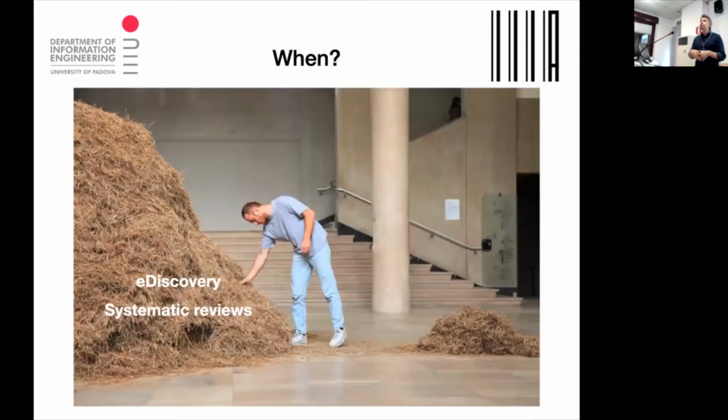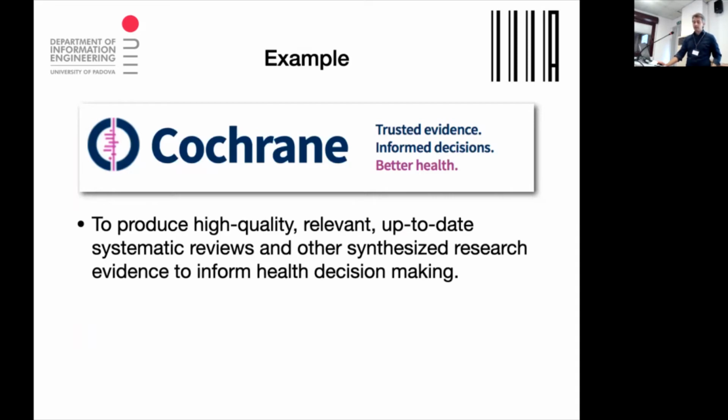So how does this relate to the real world? Well, there are plenty of colleagues that are working in e-discovery, in the legal domain, and systematic reviews in the health domain. So these are situations where you have to retrieve most, if not all, for example, legal patents or prior cases in law, or retrieve all the documents that are related to some specific medical condition before you take some decision. For example, the Cochrane, which is one of the largest organizations that perform systematic reviews in the health domain, state in the webpage that this work is intended to produce high quality, relevant, up-to-date systematic reviews to have an informed decision when you have to take decisions.